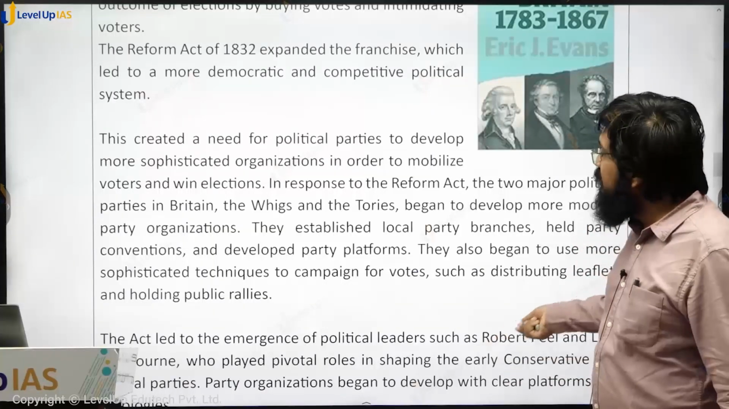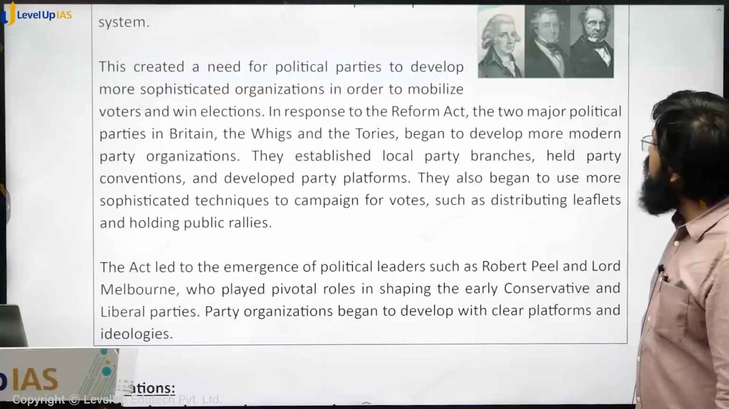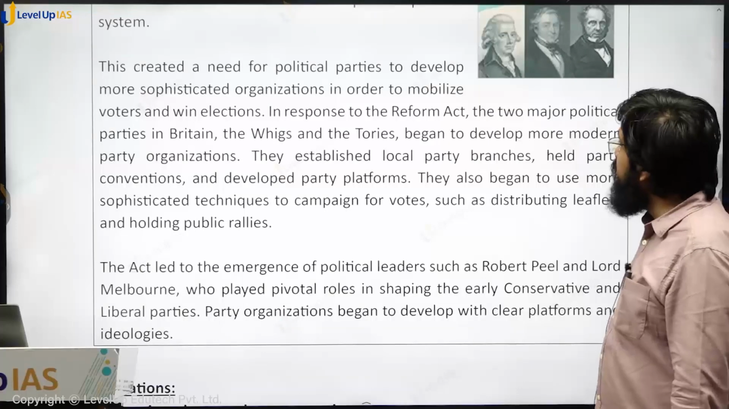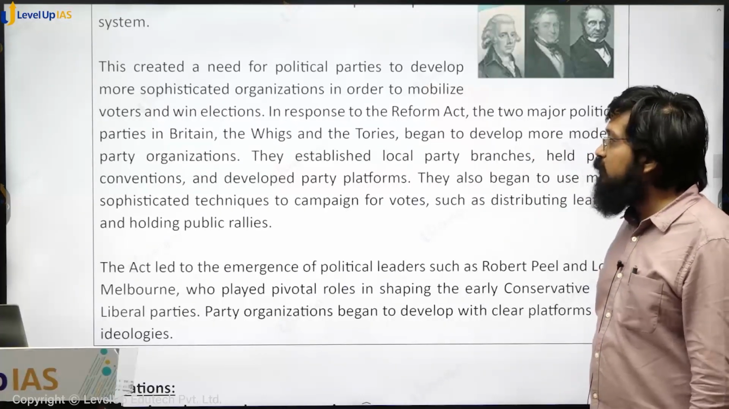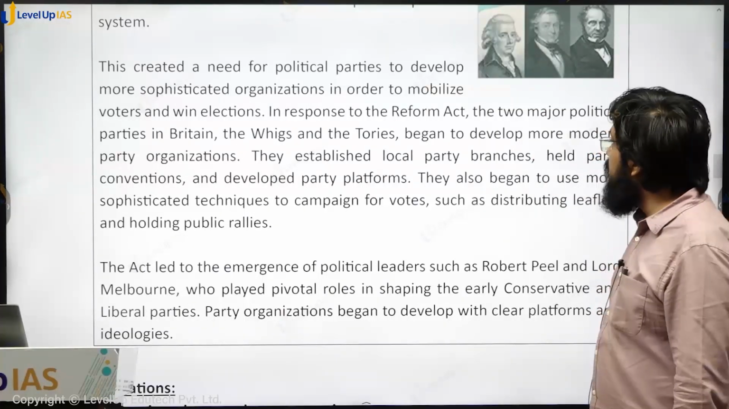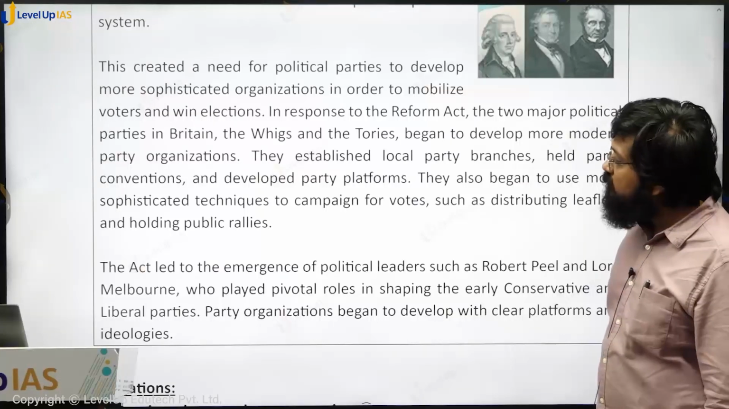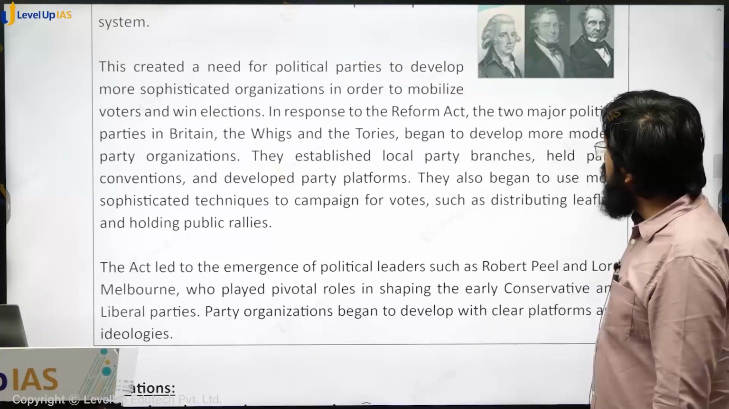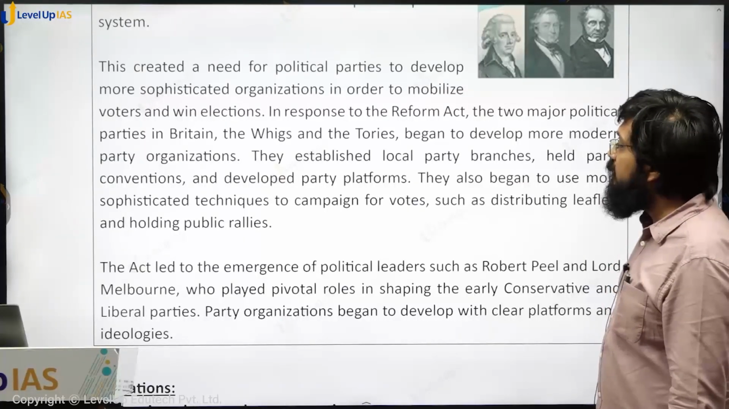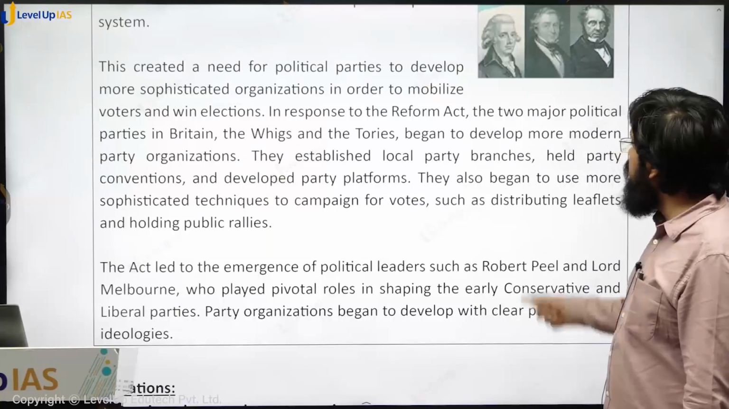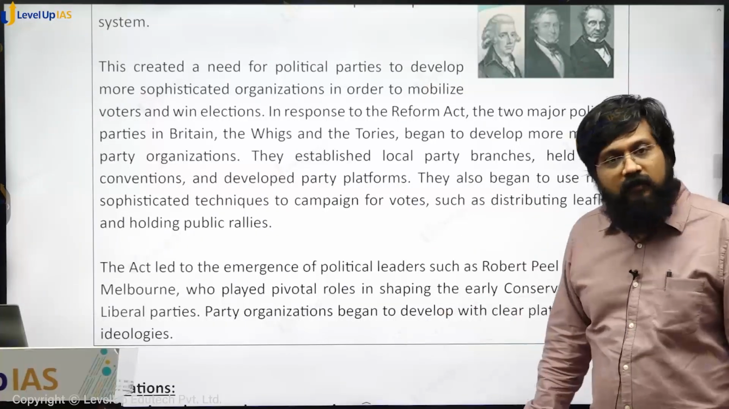But in response to the Reform Act, the two major political parties in Britain, the Whigs and Tories, began to develop more modern party organization. They established local party branches, held party conventions, developed party platforms. They also began to use more sophisticated techniques to campaign for votes, such as distributing leaflets, holding public rallies. ये तब शुरू होता है.